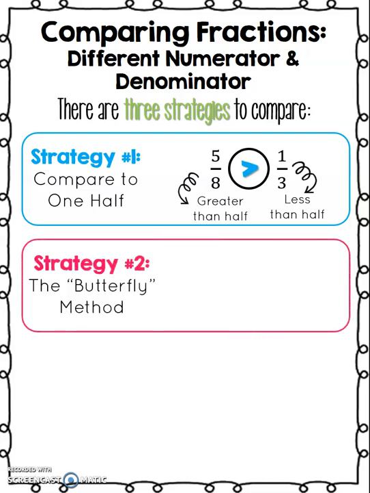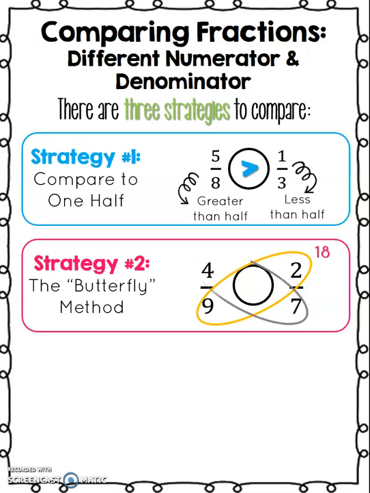I could also use the butterfly method strategy, and this is basically a way of creating equivalent fractions without doing all the equivalent fractions work. But that's the math that's going on behind it. So for example, let's say I wanted to compare 4/9 and 2/7. In the butterfly method, I'm going to cross multiply. So 9 times 2 is going to give me 18. I'll multiply the numerator of one fraction with the denominator of the other. Then I have to multiply on the other diagonal. So 4 times 7 is 28. Now I need to compare those two products. Since 28 is greater than 18, that tells me that 4/9 is greater than 2/7.